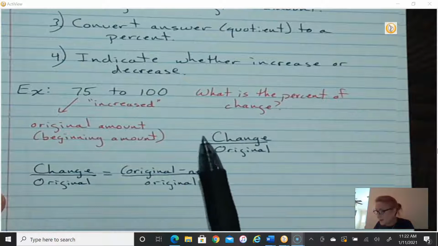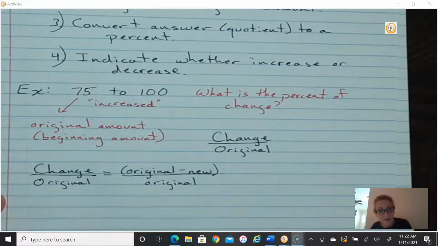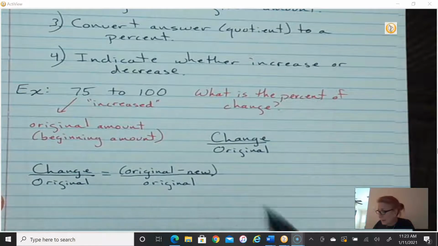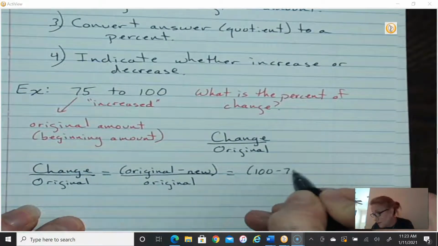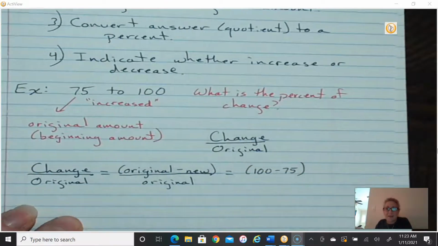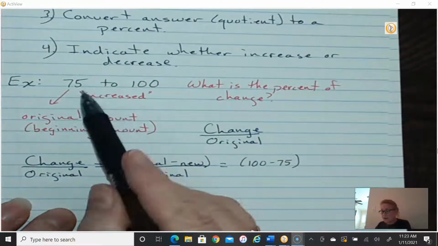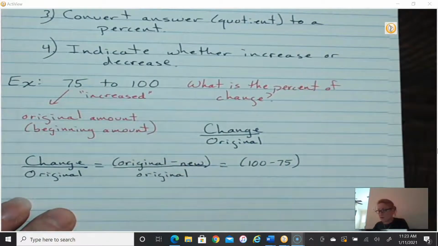There's no negative answers here. If you said 75 minus 100, oh, that's going to give me a negative number. No, you don't have to worry about that with this. All you're doing is subtracting the two. So basically, what is 100 minus 75? I'm just writing it like that because I don't want y'all to get confused on negative numbers, because y'all got that down. The change is really the difference here. That's what I should say. The difference between those two.